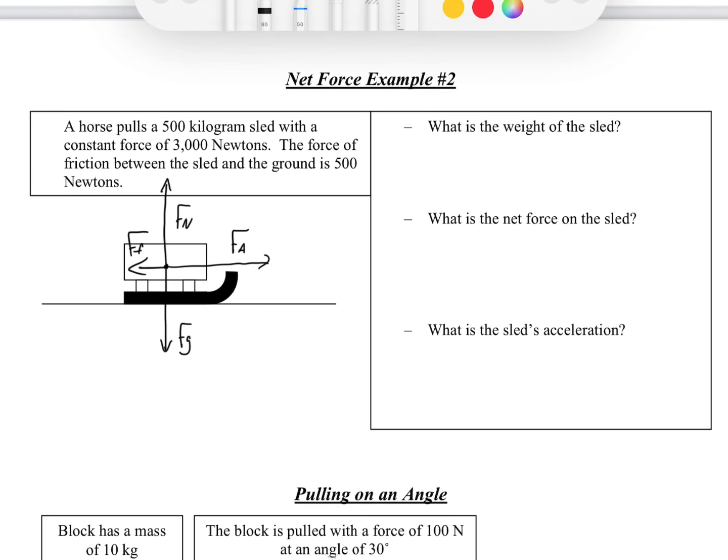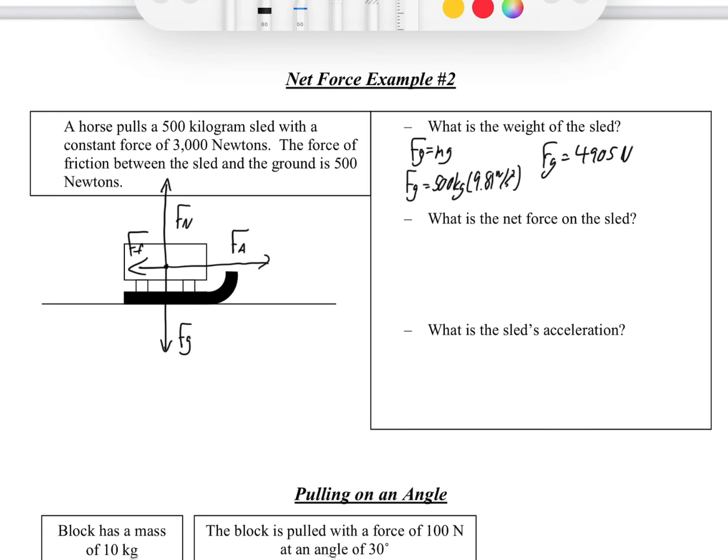Now we want to know what is the weight of the sled. So we'll do this again, just like last time. Fg equals mg. We can plug in our mass of 500 kilograms and acceleration due to gravity, 9.81 meters per second squared, to get our weight equal to 4,905 newtons.